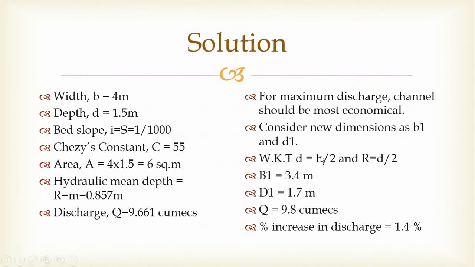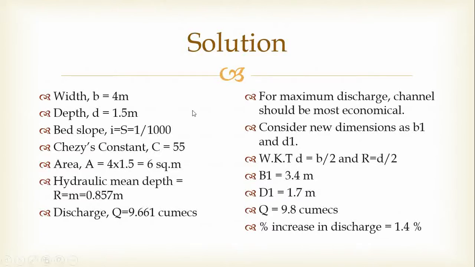When I substitute back into this equation, I will get D1 as 1.7, and using Chezy's equation, I will get the discharge as 9.8 cumecs. So there is an increase in the discharge from the first part to the second part. That percentage increase is 1.4%. So whenever they mention maximum discharge condition, minimum perimeter, or most economical, all are the same. Please make a note of this: maximum discharge condition, minimum perimeter, and most economical channel section. And you should not forget these criteria for the most economical channel section. It depends on the given particular section.